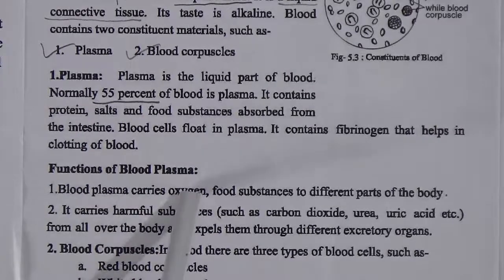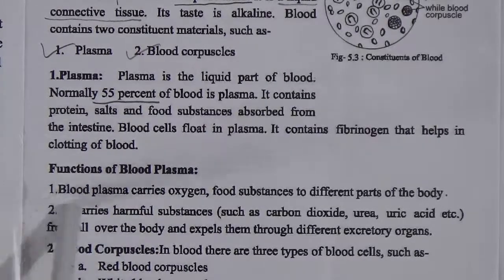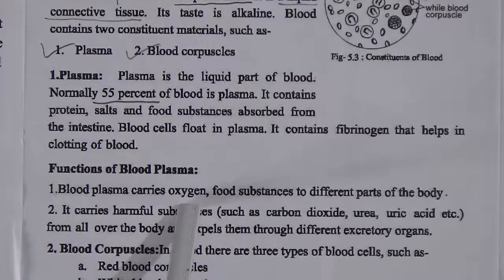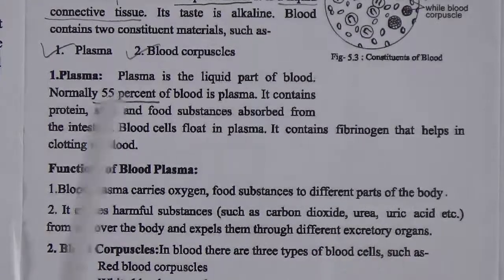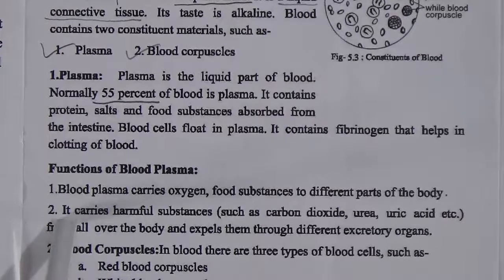Functions of blood plasma. Blood plasma carries oxygen and food substances to different parts of the body. Number two point is it carries harmful substances such as carbon dioxide, urea, uric acid, etc. from all over the body and expels them through different excretory organs.